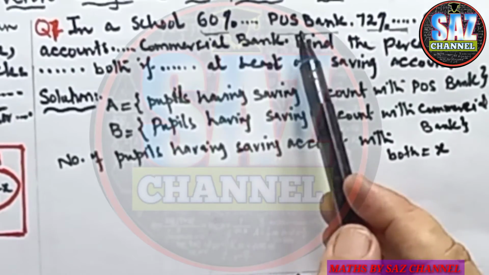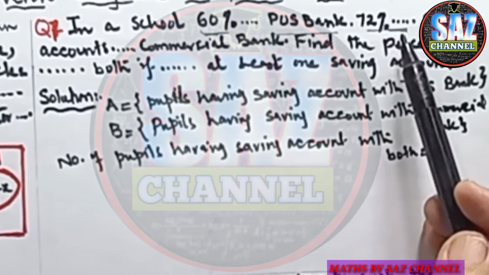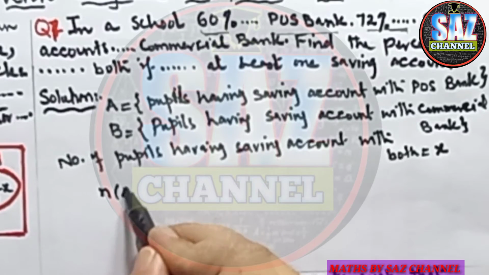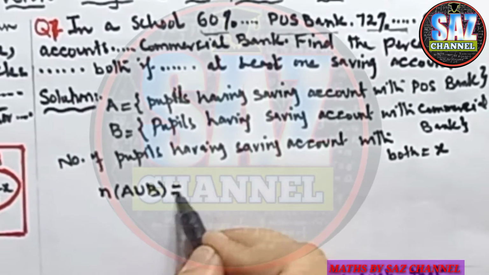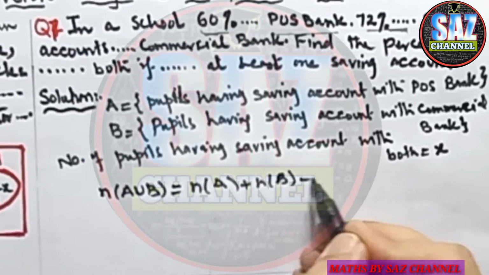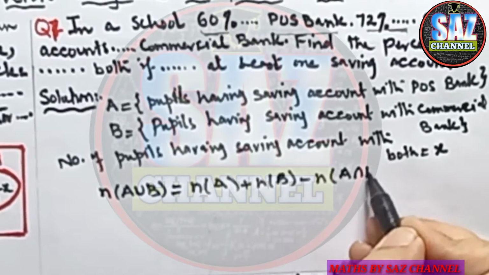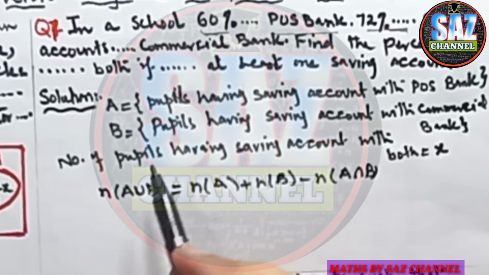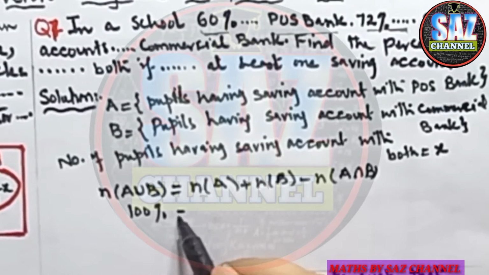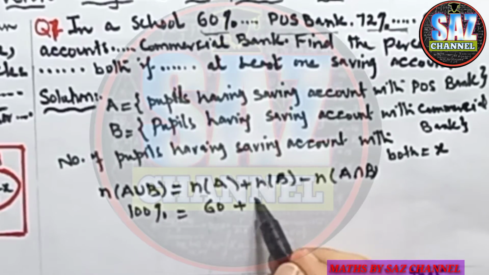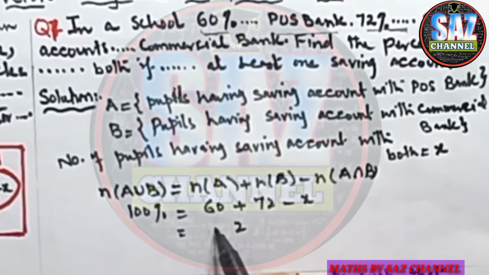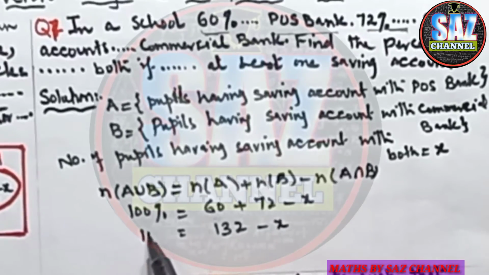saving accounts with POS bank and the number of people that have saving accounts with commercial banks, we can use the formula that the number of elements of A union B will be equal to the number of elements of A plus the number of elements of B minus the number of elements of A intersection B. As the situation is for the percentage, the maximum of the percentage is 100%, so it will be equal to 60 plus 72 minus X. 60 plus 72 will give me 132, minus X equals 100.